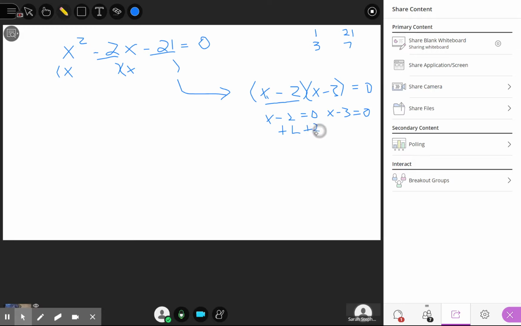We'll add 2 to both sides. Here we get x equals 2. On this one, we add 3 to both sides, and we get x equals 3. And so we're done. We have two answers, x equals 2, x equals 3. But in this problem that we're working, it doesn't factor nicely like that. It's prime. And so instead of factoring, we've got to go back to the drawing board and use a different method. So there is a formula for this.